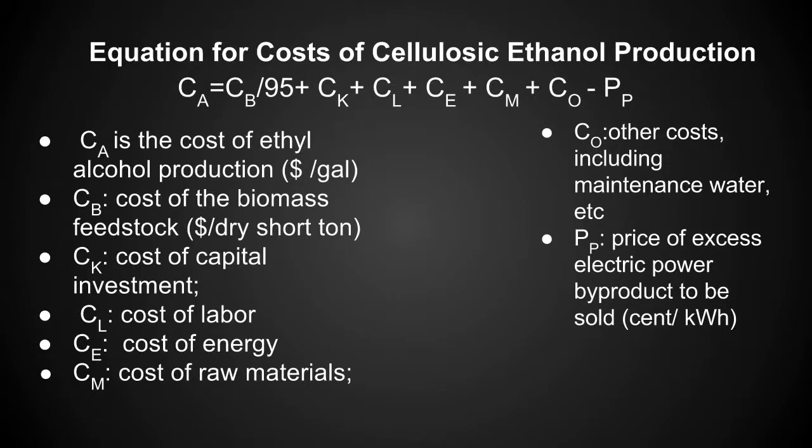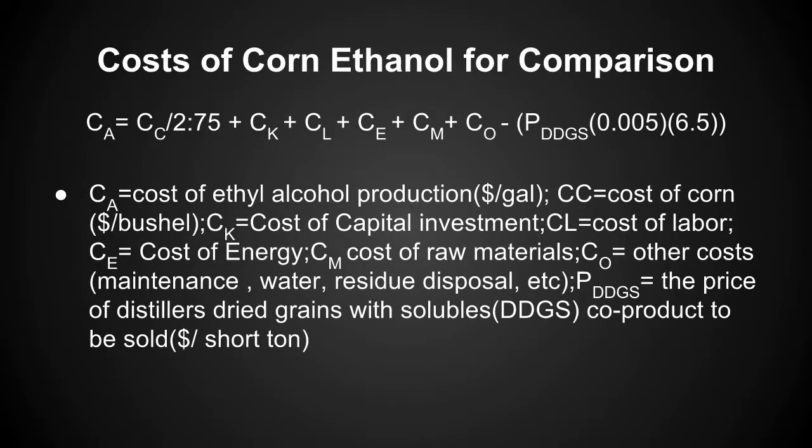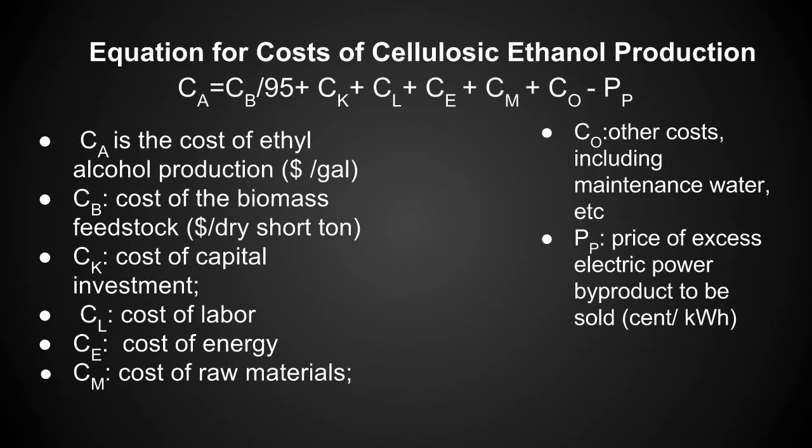Here's a general equation for the cost of cellulosic ethanol production. The important part is that cellulosic ethanol has this thing called PP, which is the price of excess electric power byproduct to be sold, in cents per kilowatt hour. In comparison to the production of corn ethanol, the PP is renewable as it's electric power, which makes it more resourceful than corn ethanol.